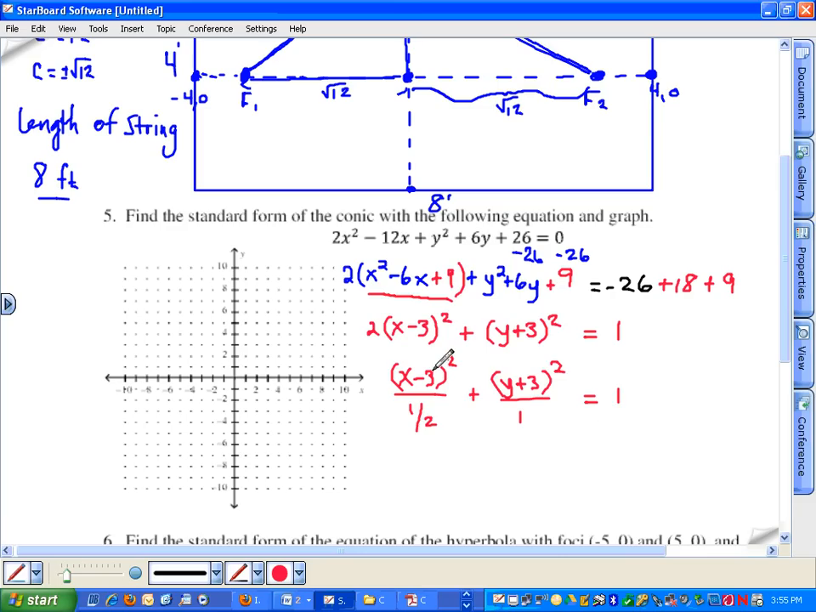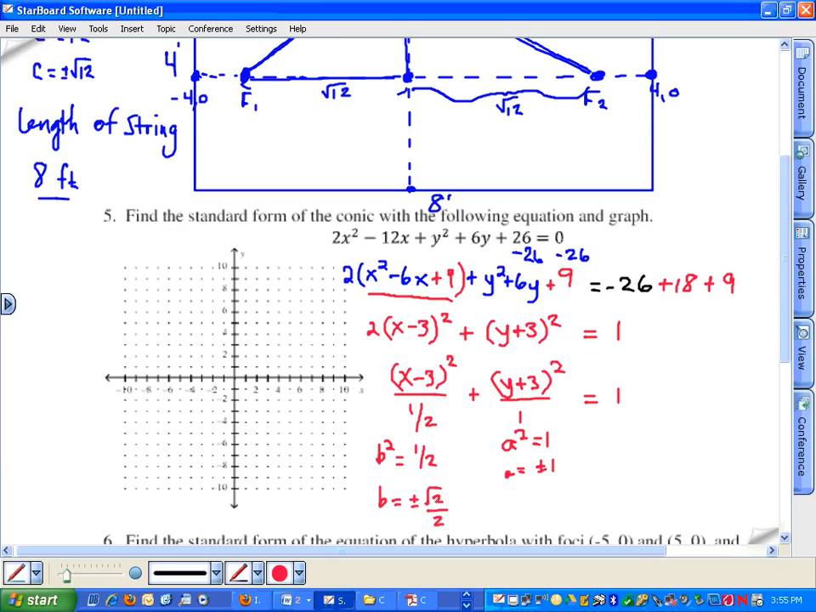This is an ellipse because both variables are being squared and it's a plus sign between them. We've got to determine what type. You take a look at the denominators. 1 has a larger value and it's underneath the y variable, so that makes this a squared. A squared is equal to 1, which means that a is equal to plus or minus 1, and since it's underneath the y variable, it's going to be vertical vertices. So this is a vertical ellipse. B squared is equal to 1/2, which means that b is equal to plus or minus square root of 2 over 2.